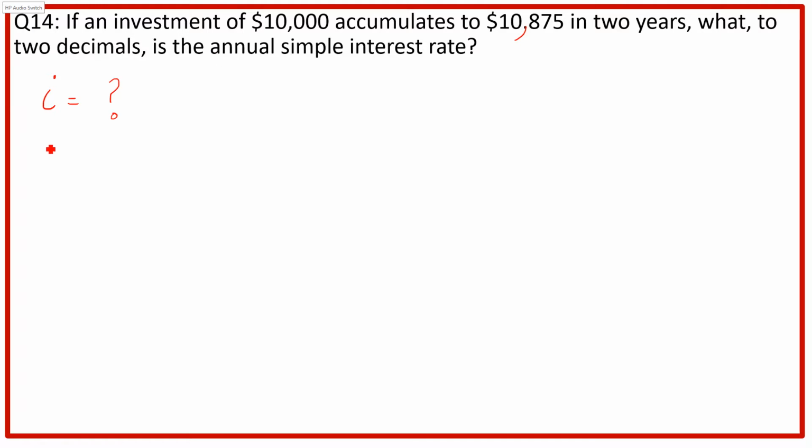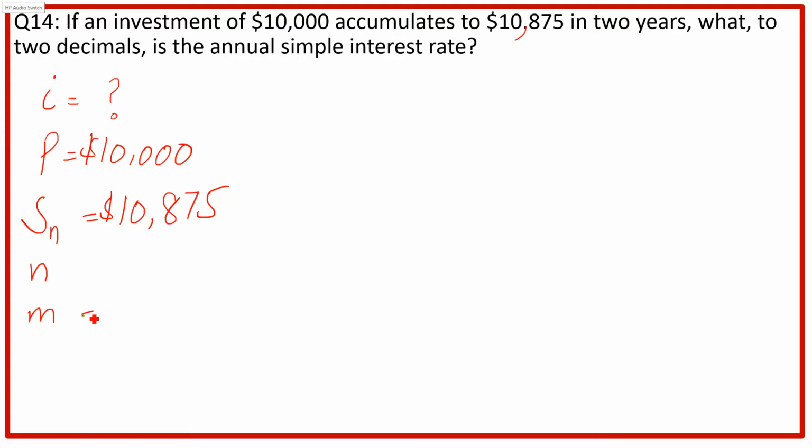We have our principal amount, $10,000, and SN is $10,875. N and m we have to find out. See here, it says 2 years. We do not have any months or weeks, so it means m is 1. m is 1, so n is 2 years. This is 2 years, so this is SN. It means it is S2. We have to find out S2.